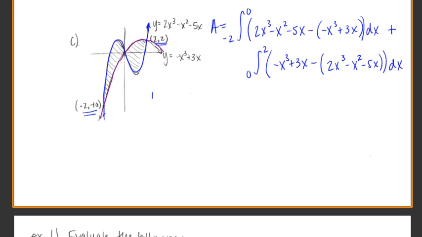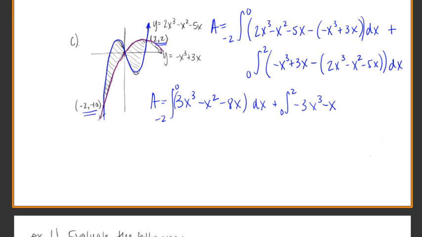Okay, so obviously it would probably be very smart of us to go through and combine like terms and see what we've got. So 2x cubed plus another x cubed would be 3x cubed. And this is the negative 2 to 0 one. Then we have the minus x squared and negative 5x minus 3x, so negative 8x. All of that dx. Okay, plus the integral from 0 to 2 of negative x cubed, so negative 3x cubed minus x squared, and plus 8x dx.